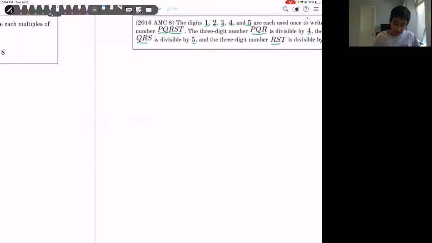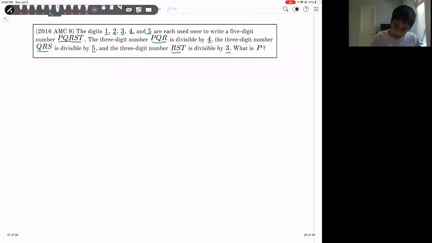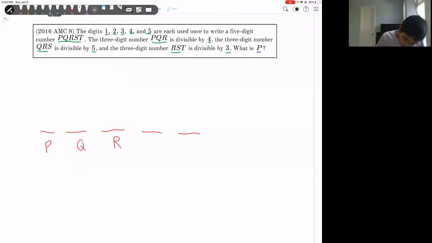Okay, let's come back to this problem. So we're asked to find the value P. So try to solve this problem, and I'll give you a small hint first. Remember, as we did in the first class, PQR has to be divisible by 4. So PQRST. So PQR has to be divisible by 4.